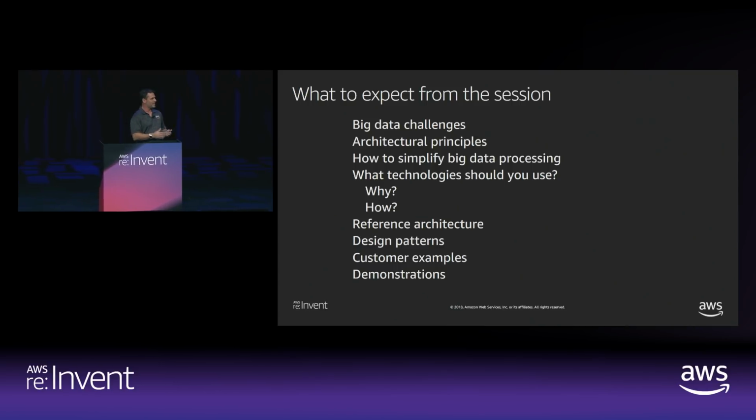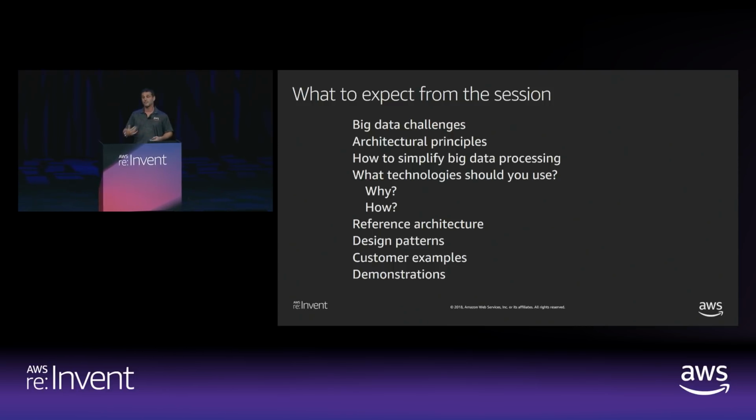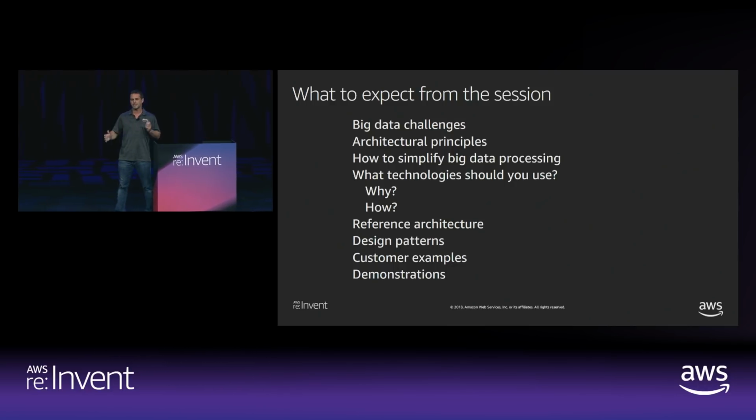I should let everyone know this is a 200-level session, meaning we're going to talk a lot about reference architectures. We're going to give a few demonstrations. We're not going to dive 400-level deep on any single service like Kinesis or EMR or Redshift. We have separate sessions for that, but this is meant to be an overview of the different types of architectures and where the services fit into those architectures.